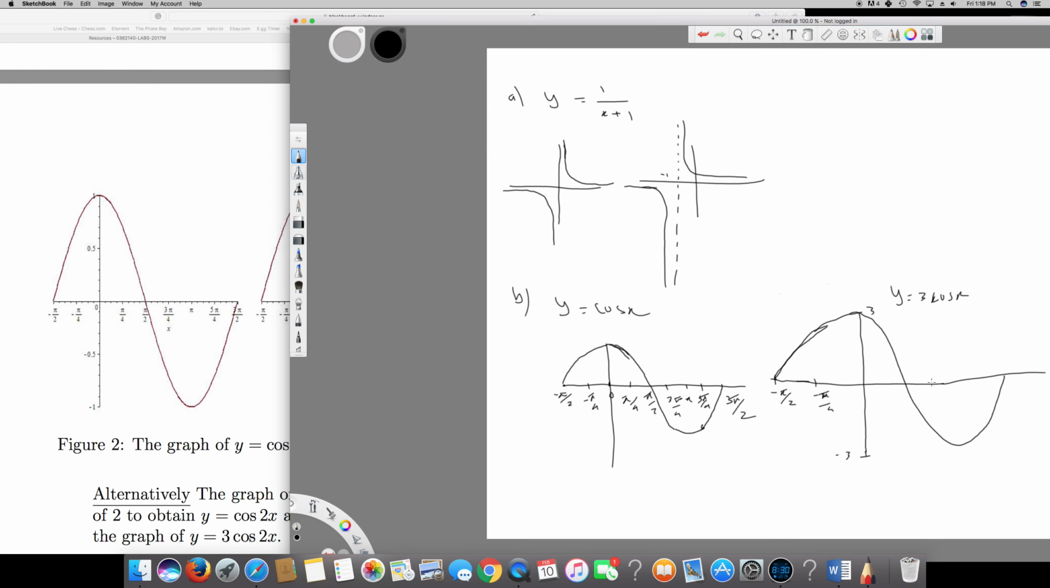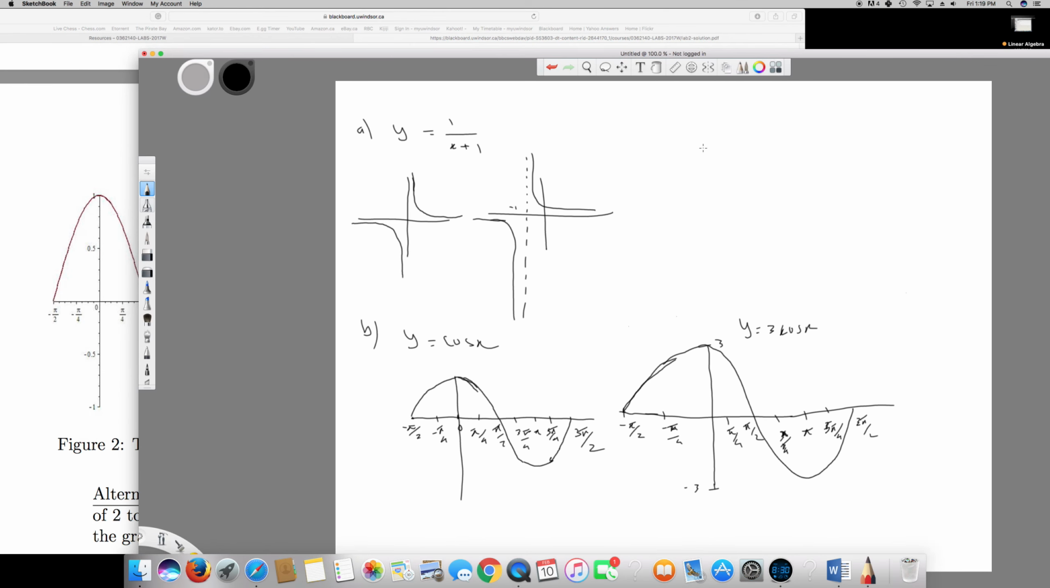Yes, and we just plot the same points, π/4, π/2, then 3π/4. The minimum is going to be at π, because at π it's negative 1, now it's negative 3. Then 3π/4, 5π/4. After that it's going to be 3π/2, right? We are not done yet.